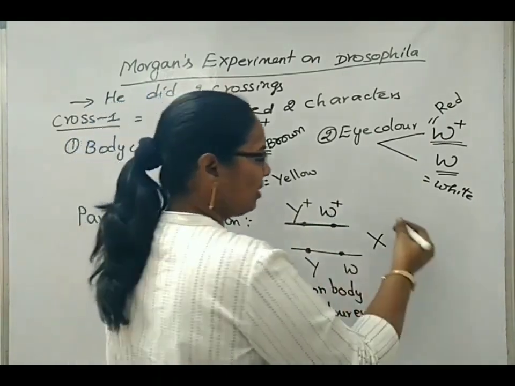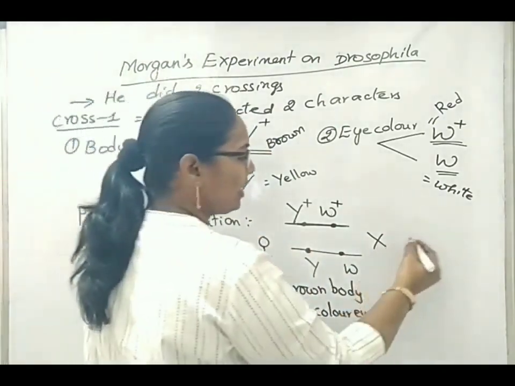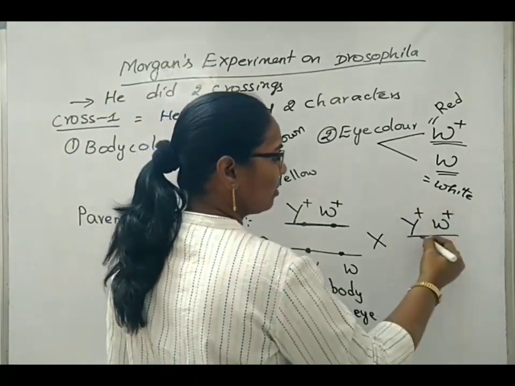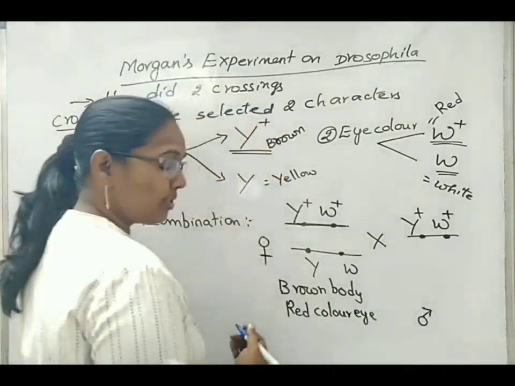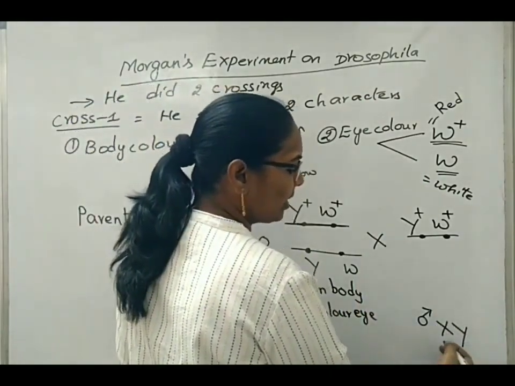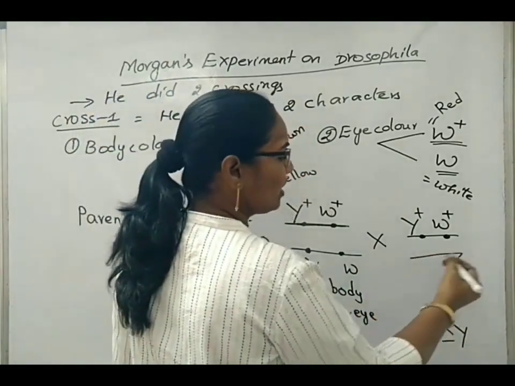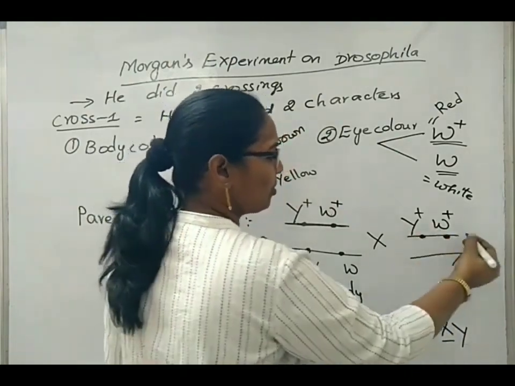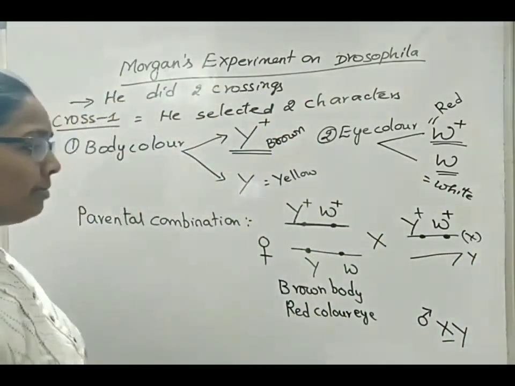This is crossed with male. So we will consider this one as female Drosophila. It is crossed with Y plus, W plus chromosomes. We know that in male Drosophila, we represent the hemizygous condition, meaning one X chromosome and one Y chromosome. So here this is considered as Y chromosome, this is considered as X chromosome. So this is X and this is Y type of chromosomes.